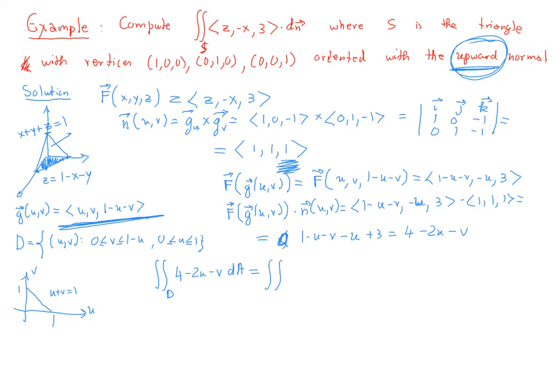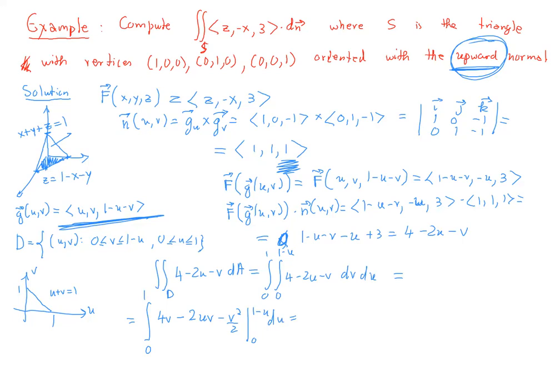which is an iterated integral. You cannot split this because the endpoints are not constant. So you're going to go from 0 to 1 minus u dv, and then from 0 to 1 du, and you have 4 minus 2u minus v. Let's do our integration. The first integration will give us 4v minus 2uv minus v squared over 2, and you want to go from 0 to 1 minus u. The whole thing will be from 0 to 1 du.